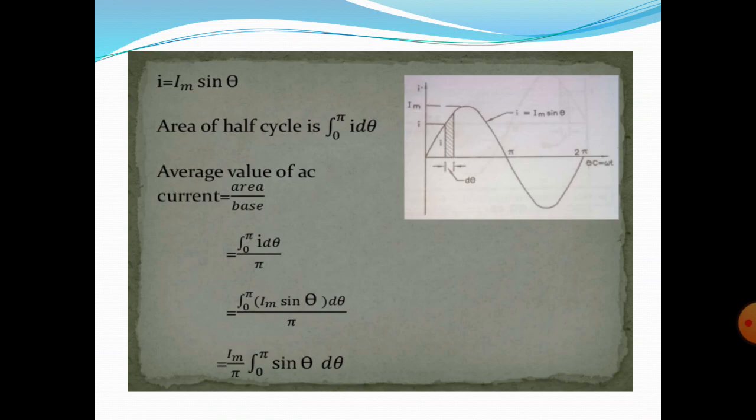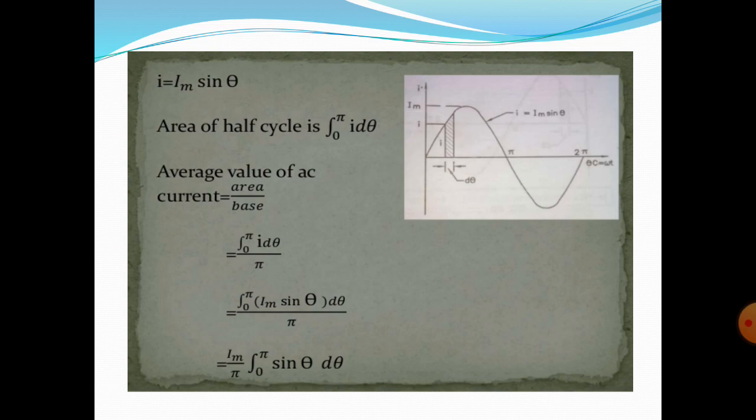The current i is equal to Im into sine theta. The formula of average value of AC current is equal to area divided by base. The area is equal to integral 0 to pi of i d theta. The base value is equal to pi. So substitute the values in the above equation. So finally we get Im divided by pi integral of 0 to pi sine theta d theta.